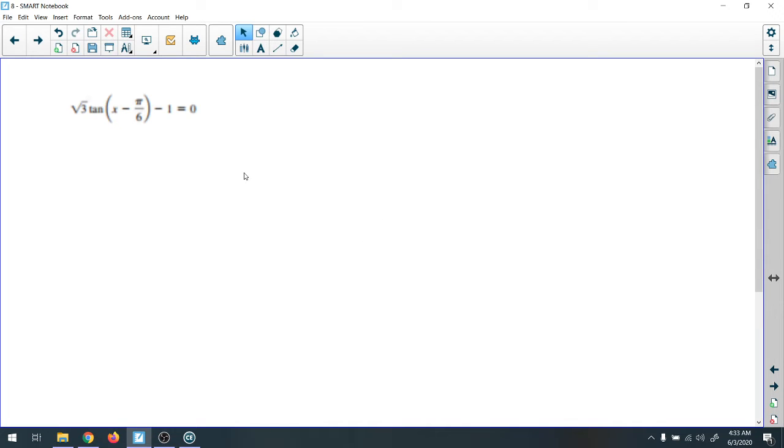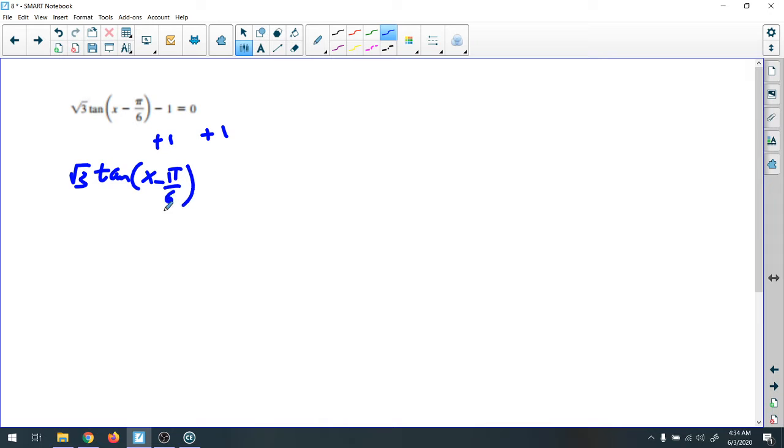Okay, continue with solving trigonometric equations. Given this question, square root of 3 tangent of x minus pi over 6 minus 1 equals 0, solve the equation. So what we could do, as we did before with regular equations, you need to eliminate the -1, so add 1 to both sides. So then square root of 3 tangent of x minus pi over 6, and the +1 and -1 will cancel, equals 0 plus 1 is 1.